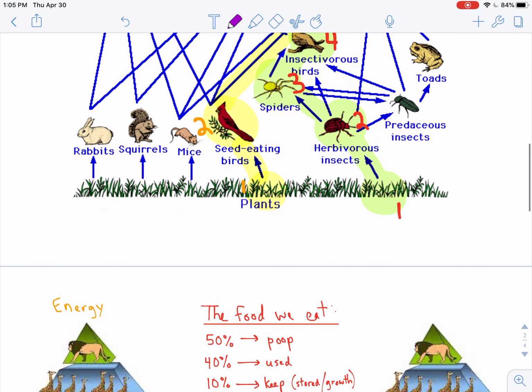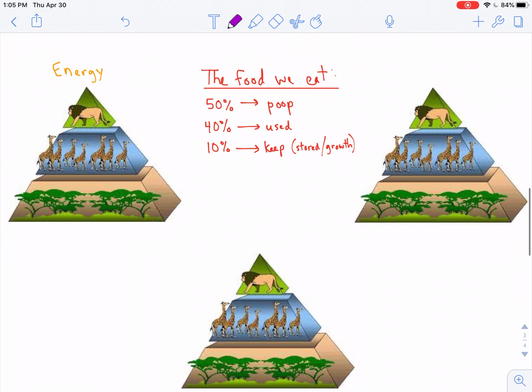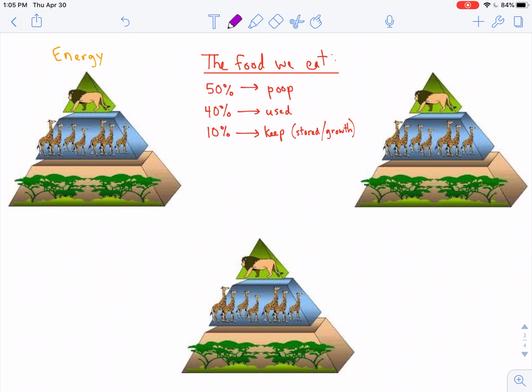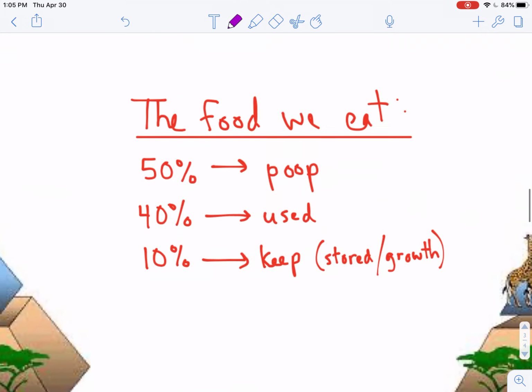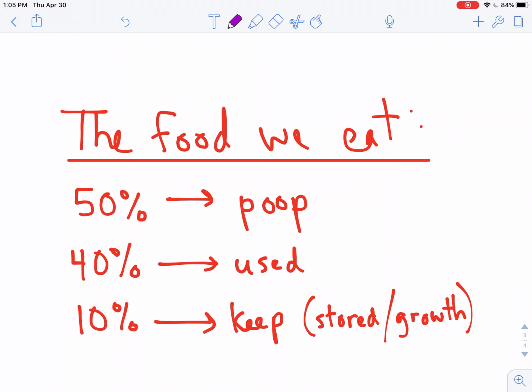Now, finally, we have this new idea of these pyramids. Okay? Now, these pyramids are going to prove to be a helpful shape for us because of this information. Now, the food that we eat, when it enters our body, we do not keep all of that energy inside our body. You can see that about 50% of that energy is lost because we poop it out. So when we poop, we lose about 50% of whatever we eat. We only keep about 50%.